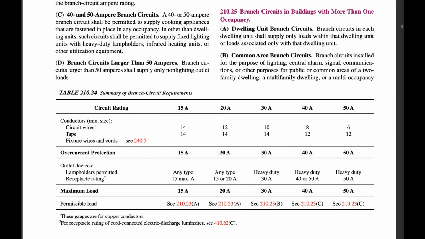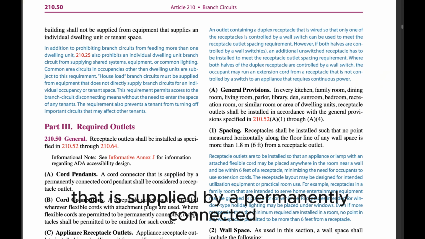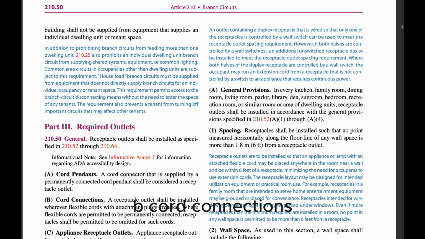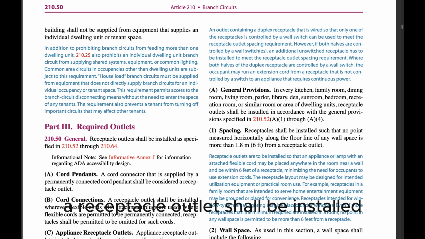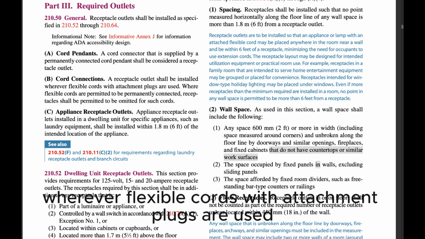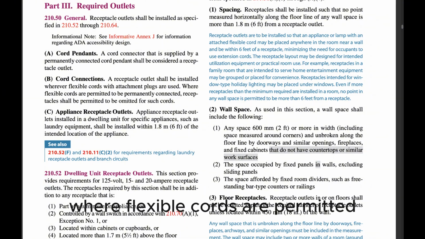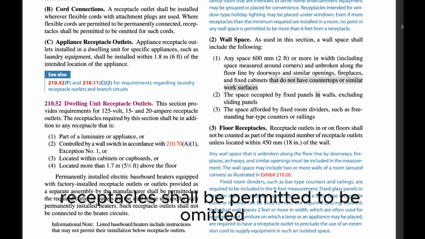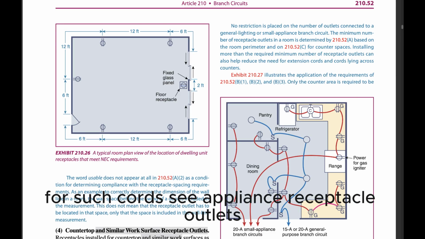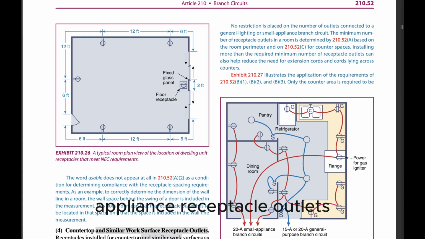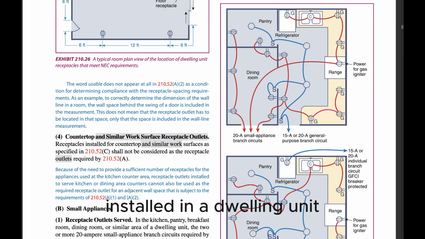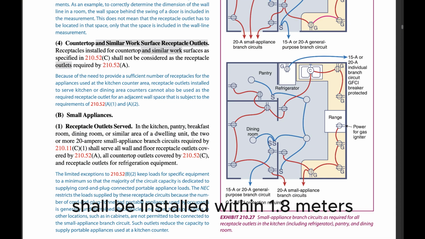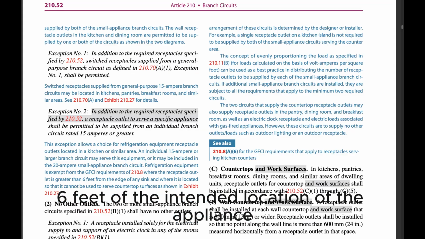A. Cord pendants. A cord connector that is supplied by a permanently connected cord pendant shall be considered a receptacle outlet. B. Cord connections. A receptacle outlet shall be installed wherever flexible cords with attachment plugs are used. Where flexible cords are permitted to be permanently connected, receptacles shall be permitted to be omitted for such cords. C. Appliance receptacle outlets. Appliance receptacle outlets installed in a dwelling unit for specific appliances, such as laundry equipment, shall be installed within 1.8 meters (6 feet) of the intended location of the appliance.